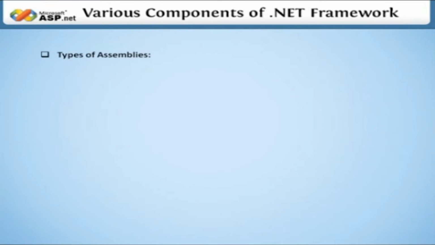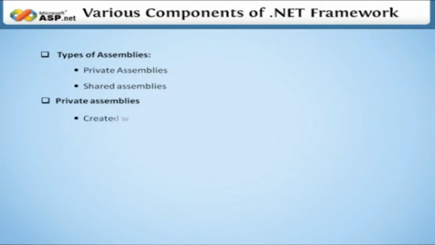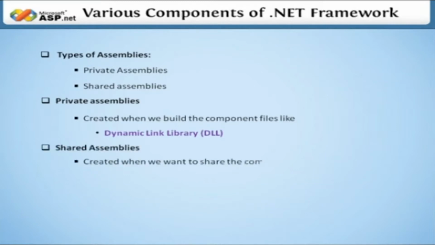Types of assemblies. There are two types of assemblies available in .NET. One is private assemblies, and another is shared assemblies. Private assemblies are created when we build the component files like Dynamic Link Library, otherwise known as DLLs, that can be applied to one application. And shared assemblies are created when we want to share the component files across multiple applications.